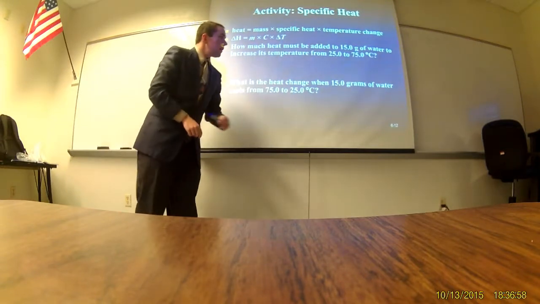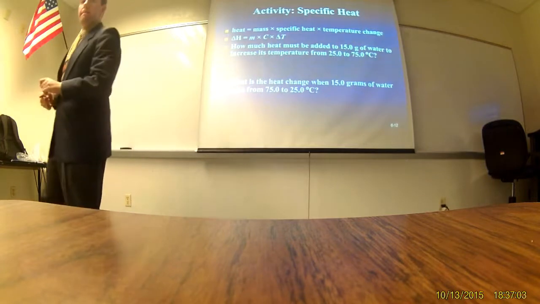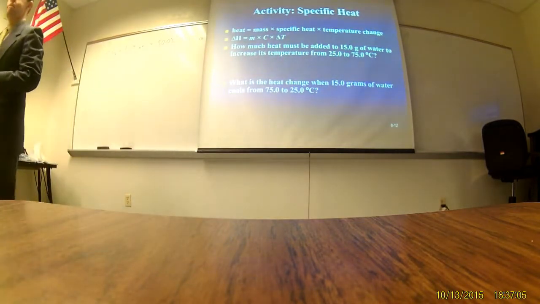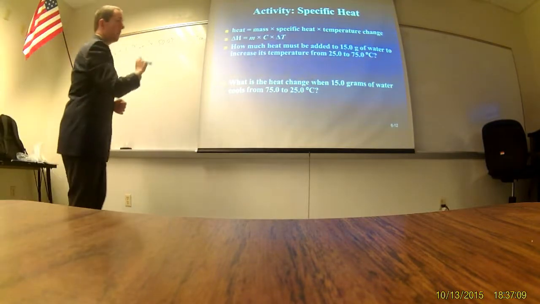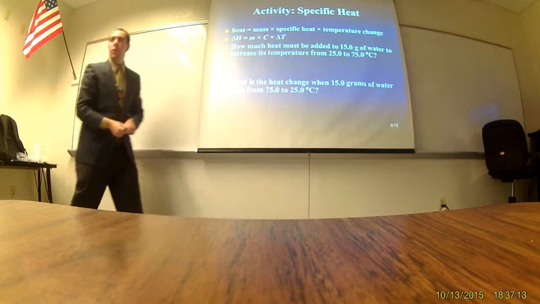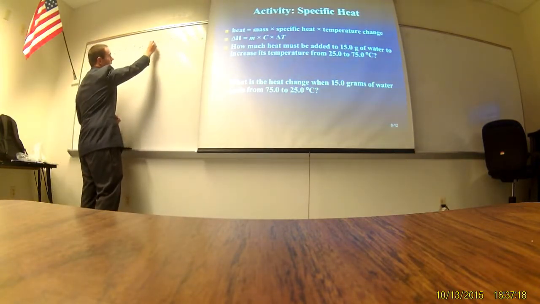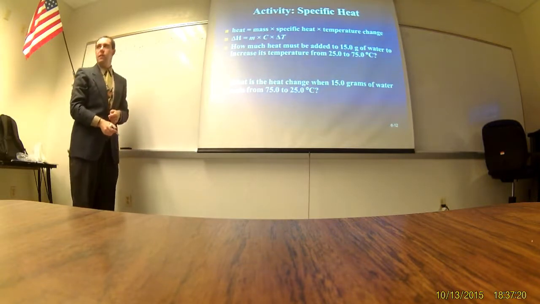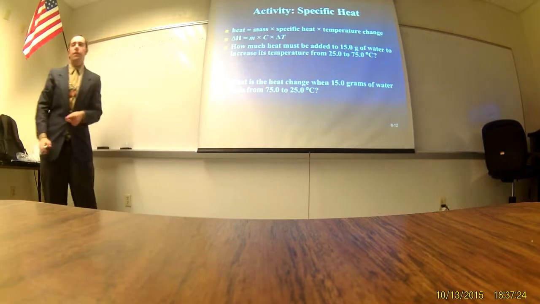Okay, here's another one. Same thing, but it cools. It's the same problem: 15 grams of water going from 75 to 25. So the only difference is that delta T is negative 50 degrees Celsius. So we get negative 750 calories.